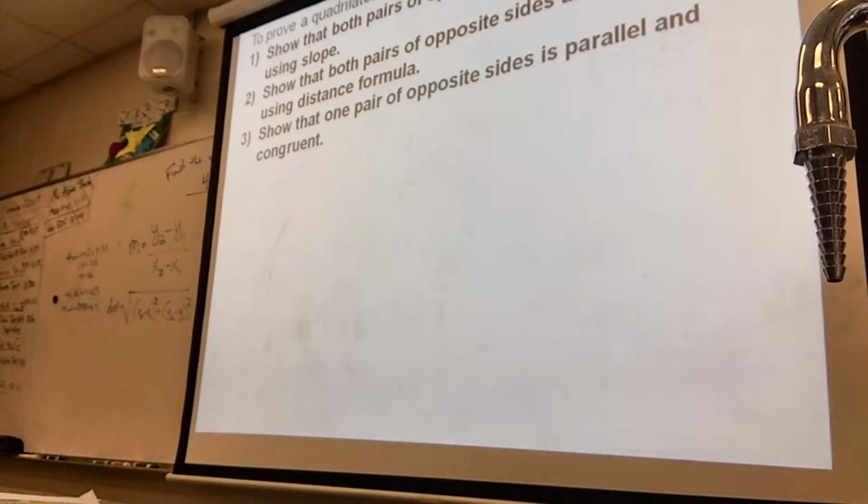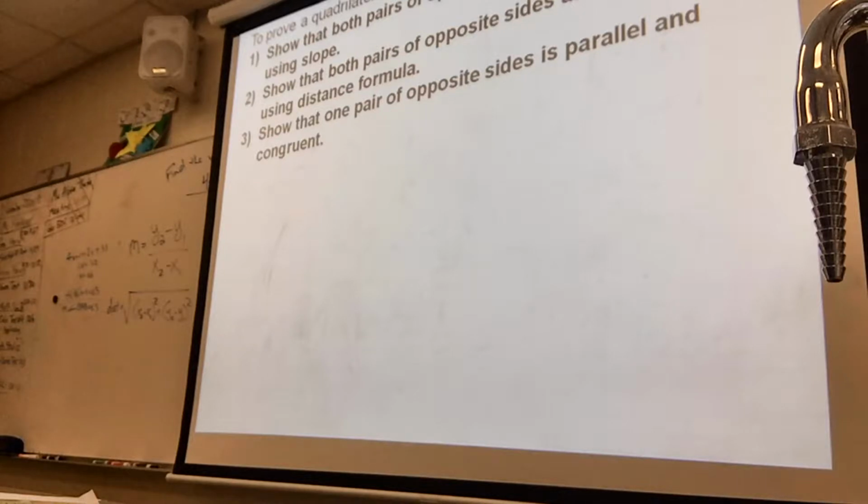The last one you might use would be if you want to do a combination of it. In this last case, you would have to pick 1 pair of opposite sides, do distance formula for both of them, then do slope for both of them. So you're still doing 4 things. It's just giving you a mix and match of things to do here.